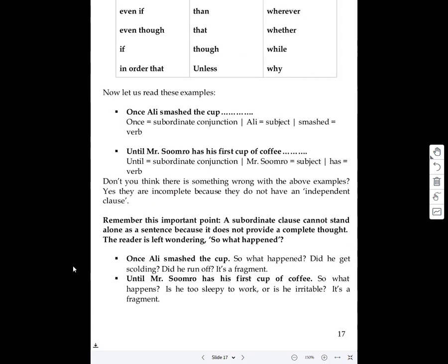Now, let's have a look at these examples. Once Ali smashed the cup. Once is a subordinating conjunction. Ali is the subject, smashed is the verb. Until Mr. Sumro has his first cup of coffee. Until is a subordinating conjunction and Mr. Sumro is the subject, has is the verb. Now, don't you think there is something wrong with the above examples? Yes, they are incomplete because they do not have an independent clause. So now we know for a fact that independent clauses are important for us to recognize the dependent ones.